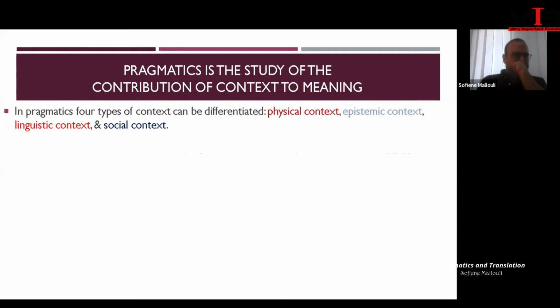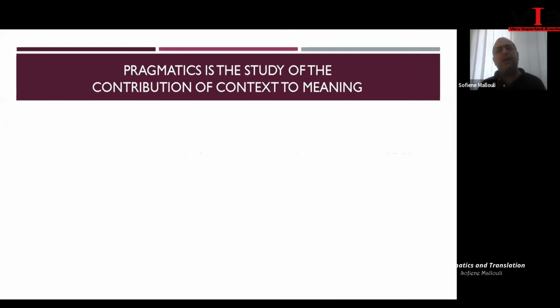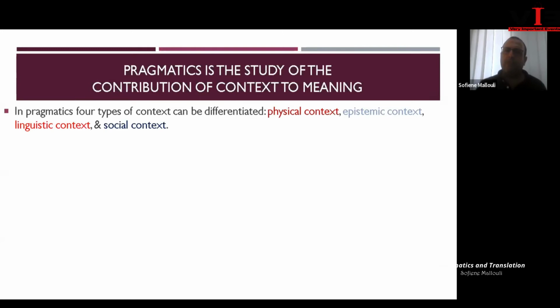So, I will be focusing now on context. Context is a very important entity in pragmatics, and it is also very important in translation. What we need to know is that pragmatics works in four different contexts. And of course, in translation, one of the things that we have to take into consideration is the context. Here, scholars talk about four different contexts: physical context, epistemic context, linguistic context, and social context. And I dare say that any translator or interpreter has to take into consideration this difference in the context.